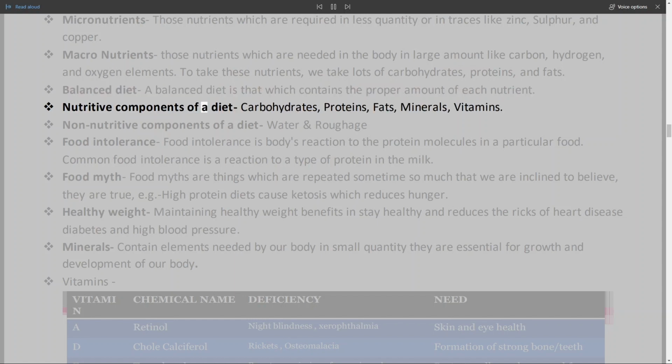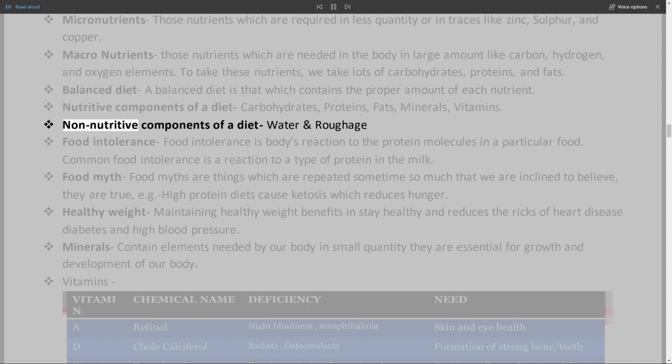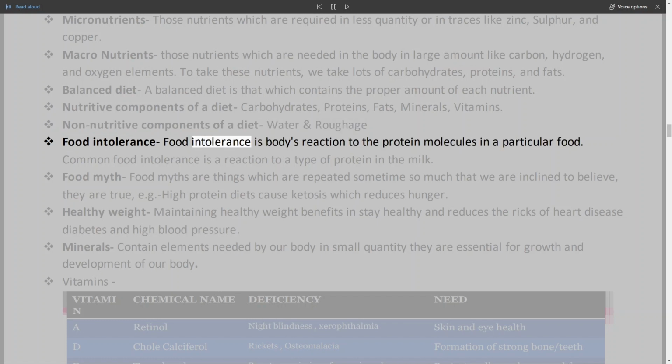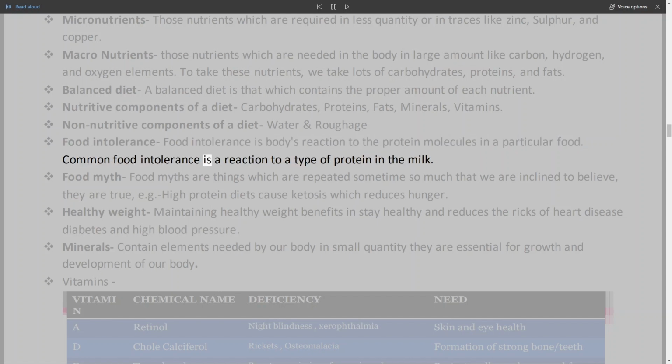Nutritive components of a diet: carbohydrates, proteins, fats, minerals, vitamins. Non-nutritive components of a diet: water and roughage. Food intolerance. Food intolerance is the body's reaction to the protein molecules in a particular food. A common food intolerance is a reaction to a type of protein in milk.